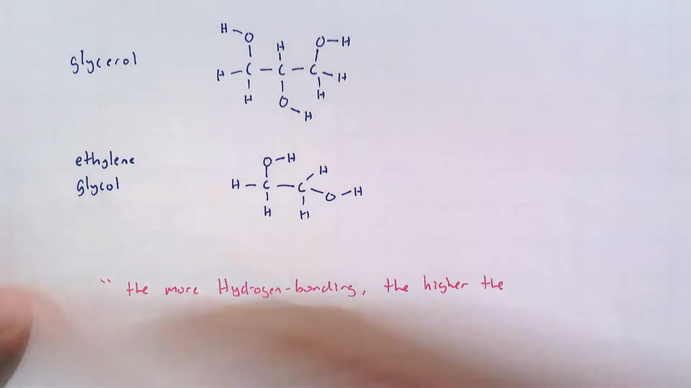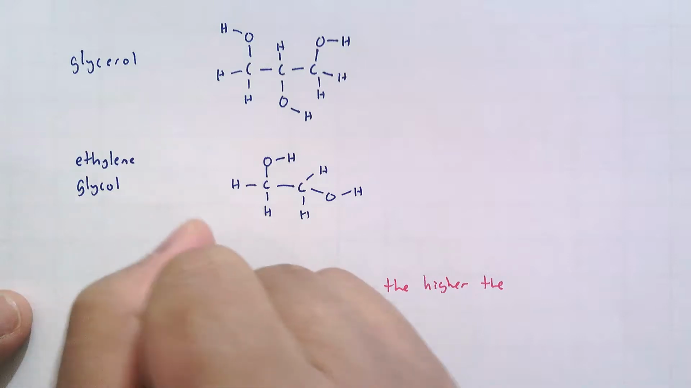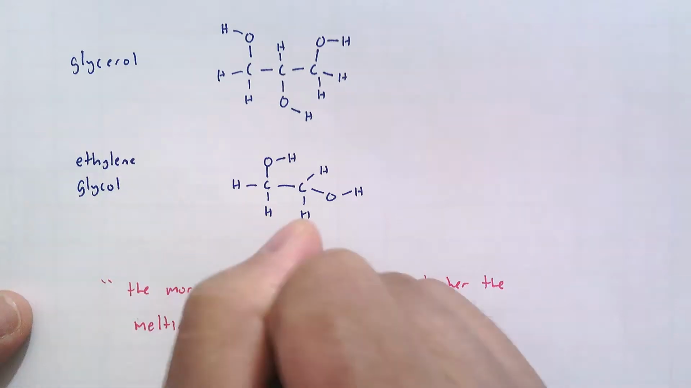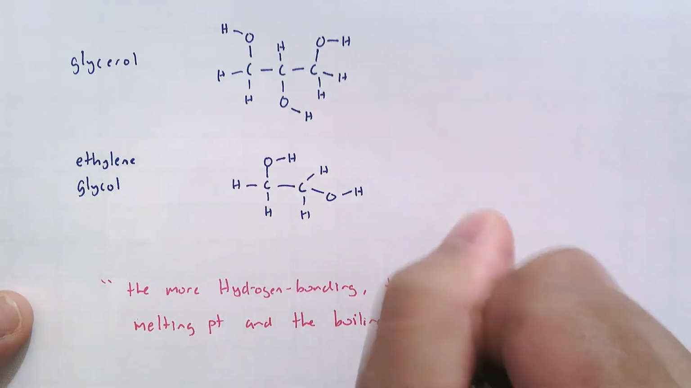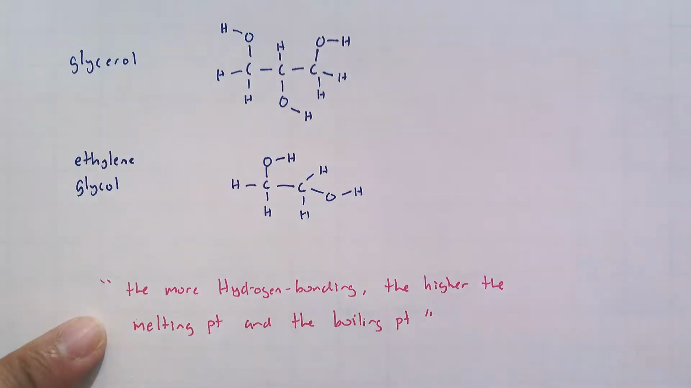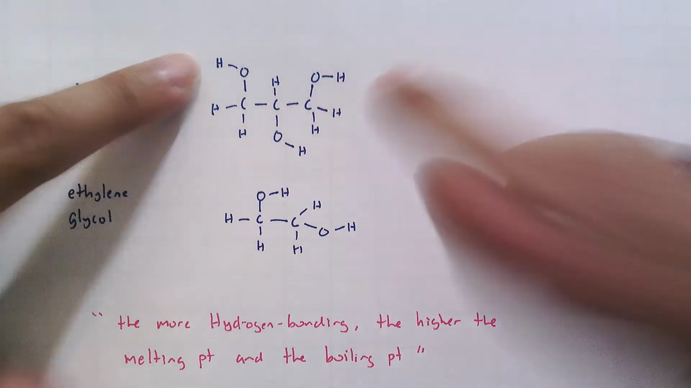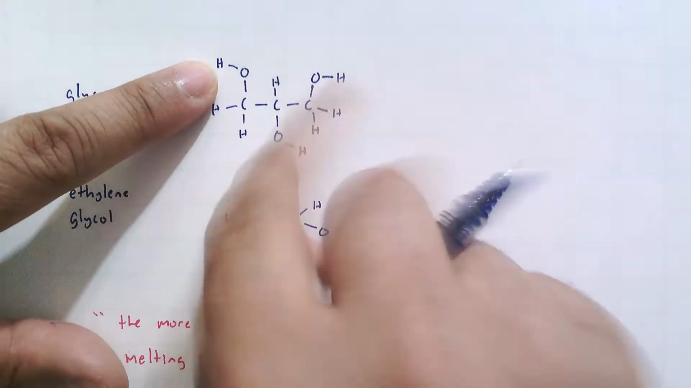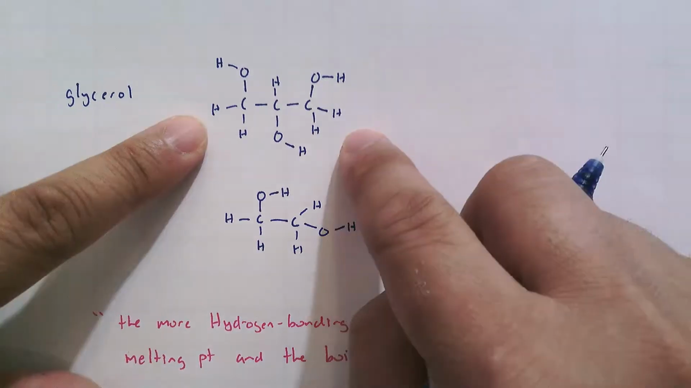We'll start with melting point. The higher the melting point and the boiling point, they will always go lockstep. If you're raising the melting point, you are also going to be raising the boiling point. Okay. This molecule, not only does it have more hydrogen bonding opportunities because it has 3 OHs versus 2 OHs for ethylene glycol, it's a bigger molecule.